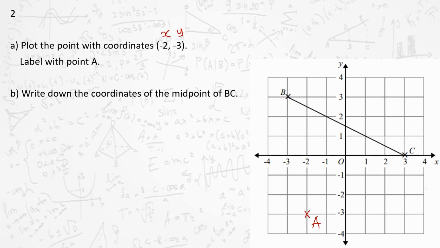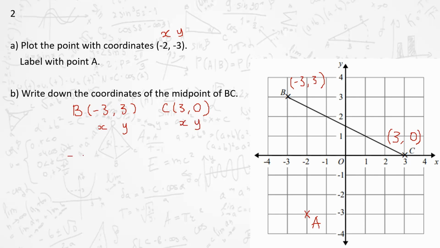Part B, write down the coordinates of the midpoint of B and C. So B is here, C is here, so for point B, I have coordinates minus 3 and 3. For my point C, I have coordinates of x equals 3, y equals 0. Okay, let's find our midpoint. Point B was minus 3, 3, and point C was 3, 0. Again, this is my x, that's my y, x and y.